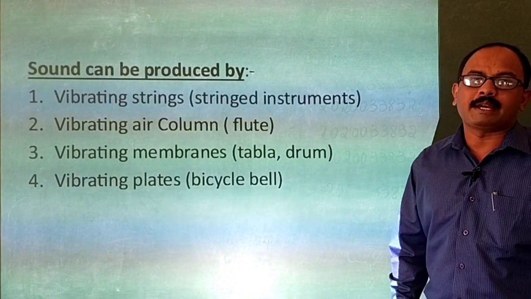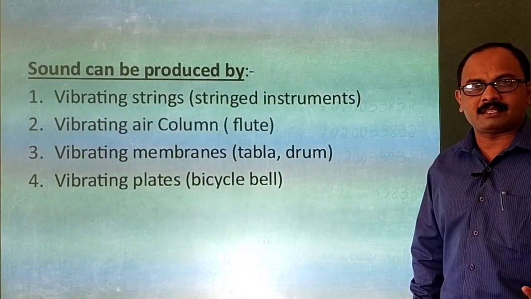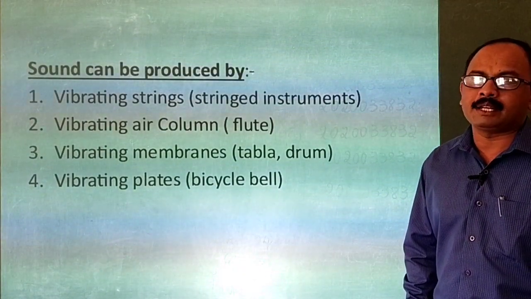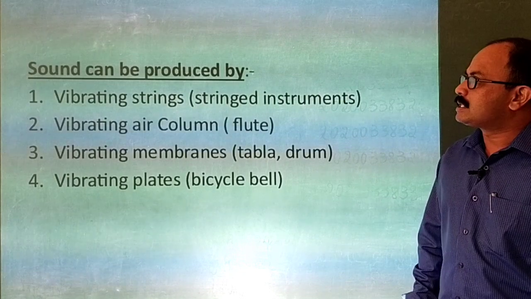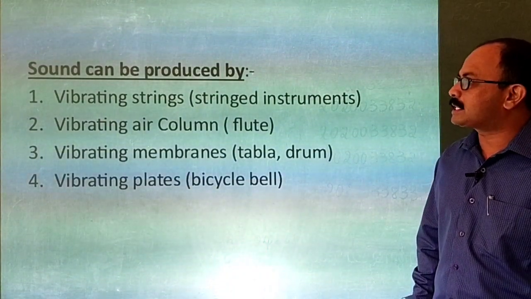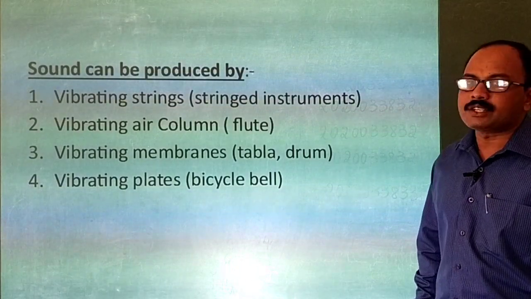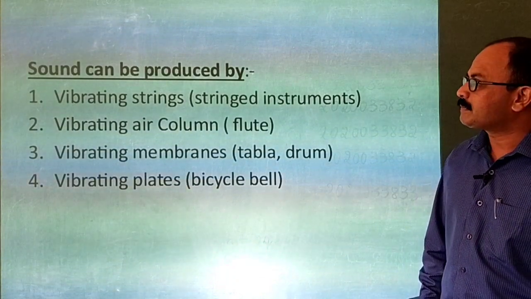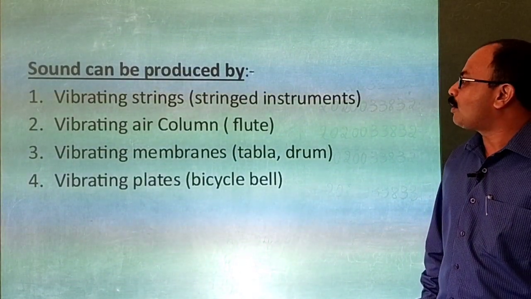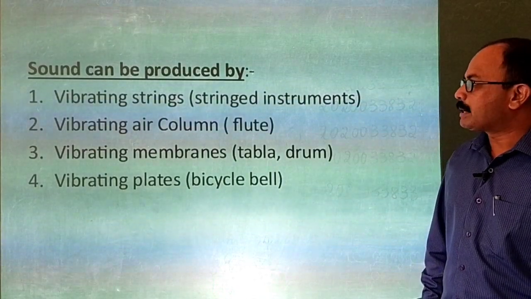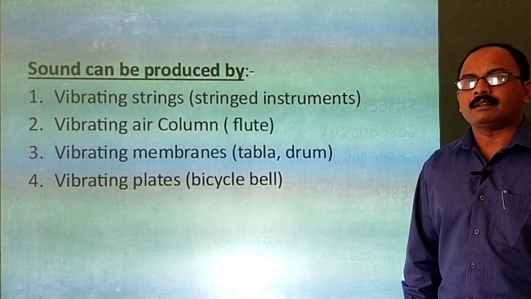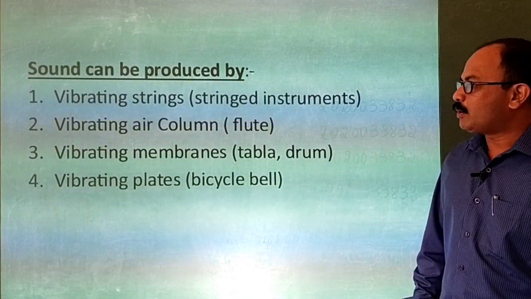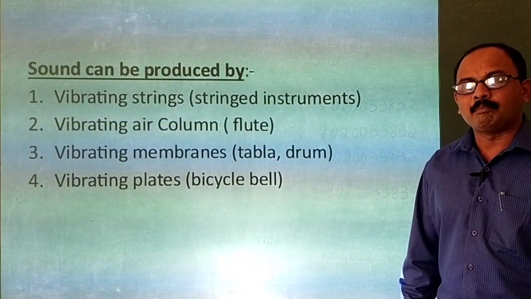Sound can be produced by various objects in various ways. A few ways I have mentioned, children. You can pause and note all the points. Sound can be produced by vibrating objects. It may be stringed instruments, which are displayed in the next slide. Vibrating air column, that's a flute. Vibrating membranes, that's the type of instruments like tabla and drum, etc. Vibrating plates, like bicycle bell, etc.